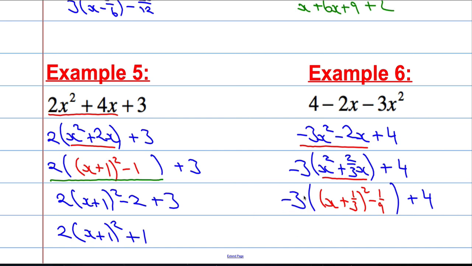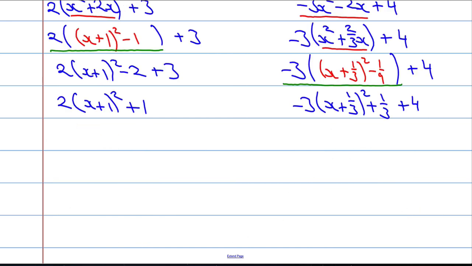Fantastic. Okay, next part. Expand this −3 across the bracket. So I'm expanding the −3 across this bracket here, and we get −3(x + 1/3)², and −3 times −1/9 is going to be positive 1/3. And then we have the 4 at the end. So let's add that on.